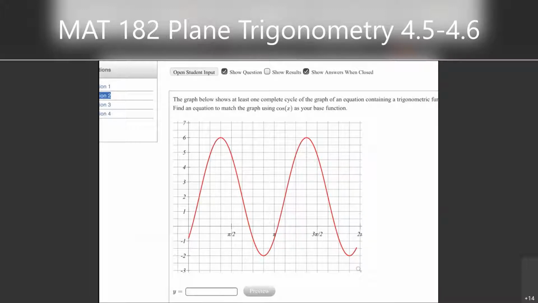Depending on what function is the base, the period or the phase shift is a little tough. So we'll talk through that for this one.